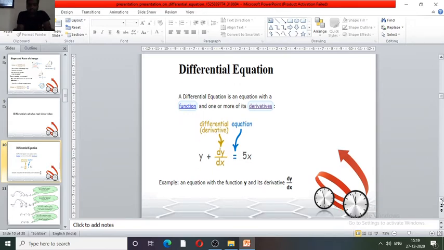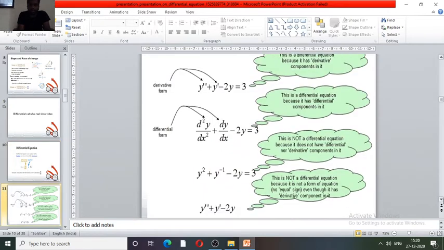In case of ordinary differential equation, we have only one independent variable, but in case of partial differential equation we have more than one independent variable.